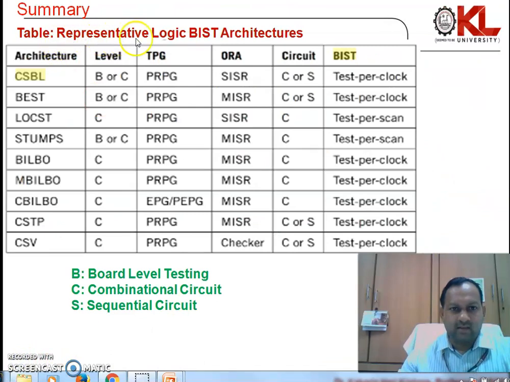The final summary of the representative logic BIST architectures. There are nearly 12 BIST architectures. First, for example, CSBL, the centralized and separate board-level BIST architecture. The level may be centralized or separate BIST architecture.